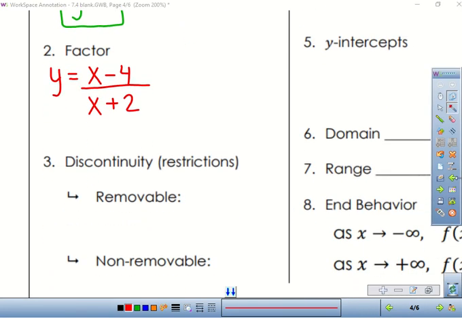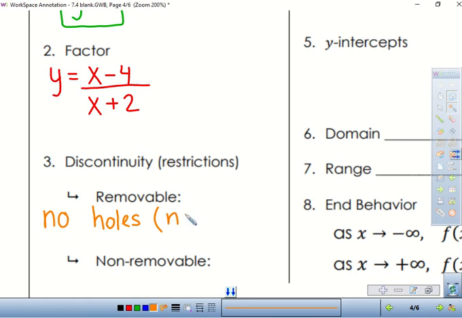There are two types of discontinuity, removable and non-removable. As for removable, the way we identify the removable discontinuity is we see if anything in this equation is going to cancel out. Is anything here going to cancel out? No. So there are no holes, because nothing cancels out. If something did cancel out, we would have a hole, and we'll talk about how we find that when that comes up.